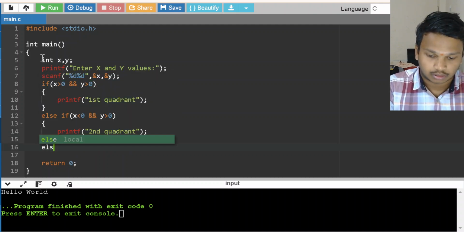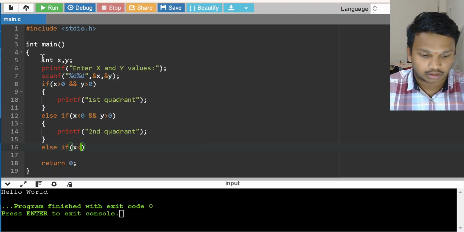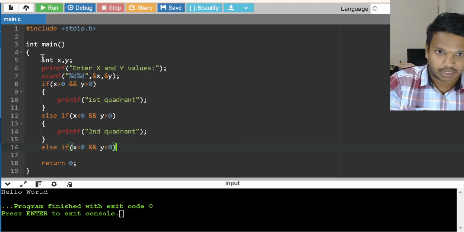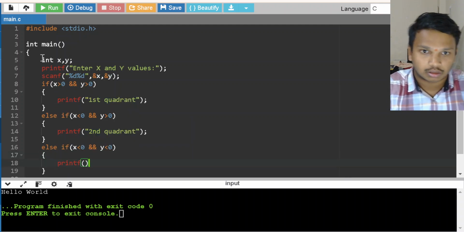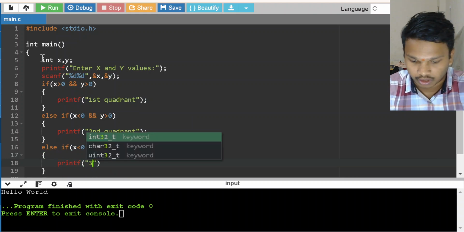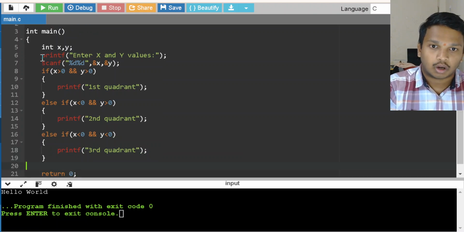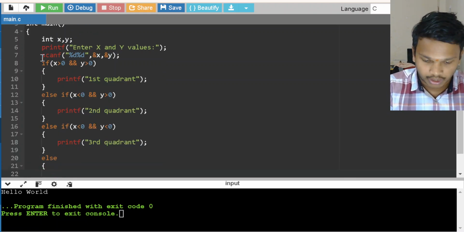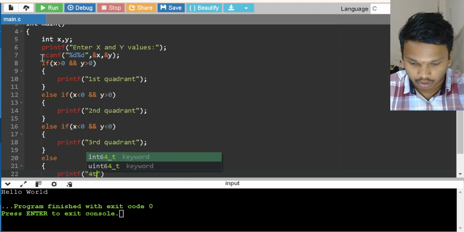Similarly, the next condition is if x less than 0 and y less than 0. This is the third condition. x must be less than 0 and y must be less than 0. In this case, what is the answer? Third quadrant, right? Now, the last case: if all of these conditions fail, by default we will go into else and we will print fourth quadrant.